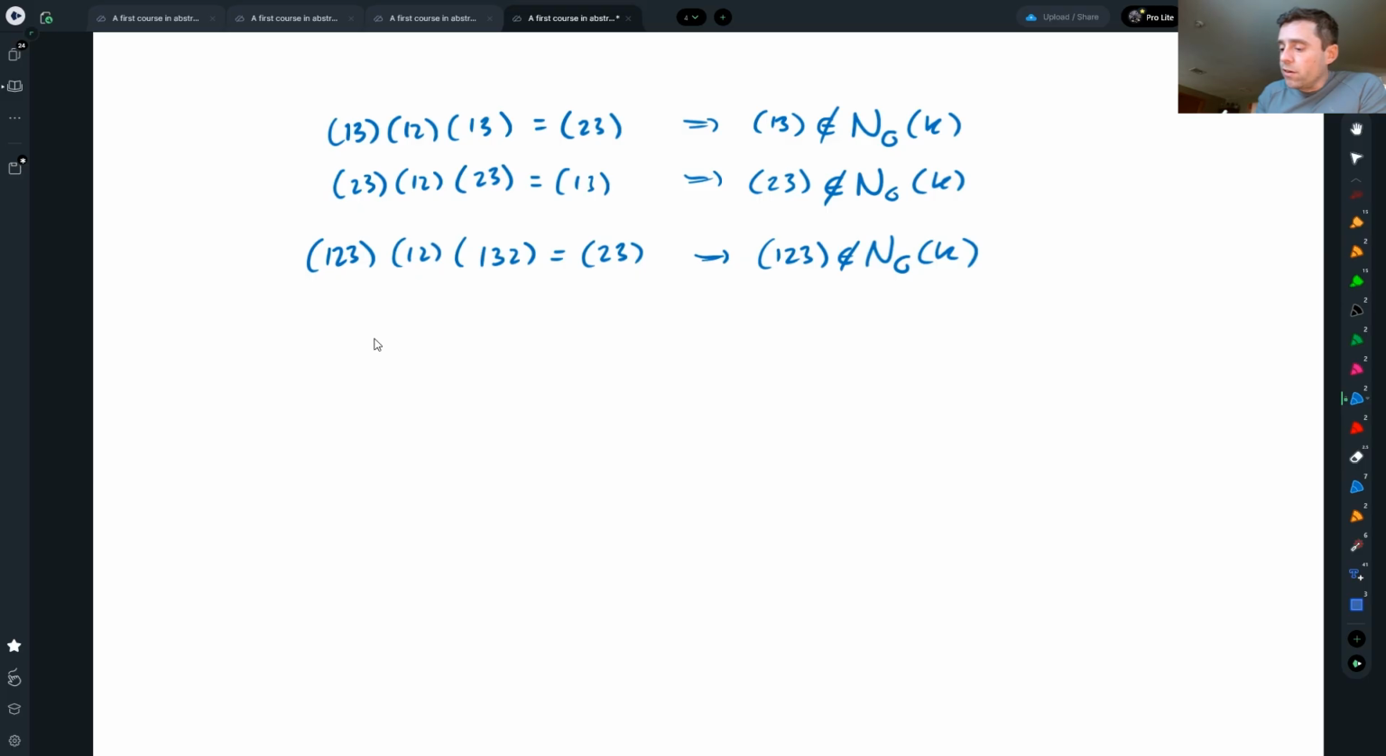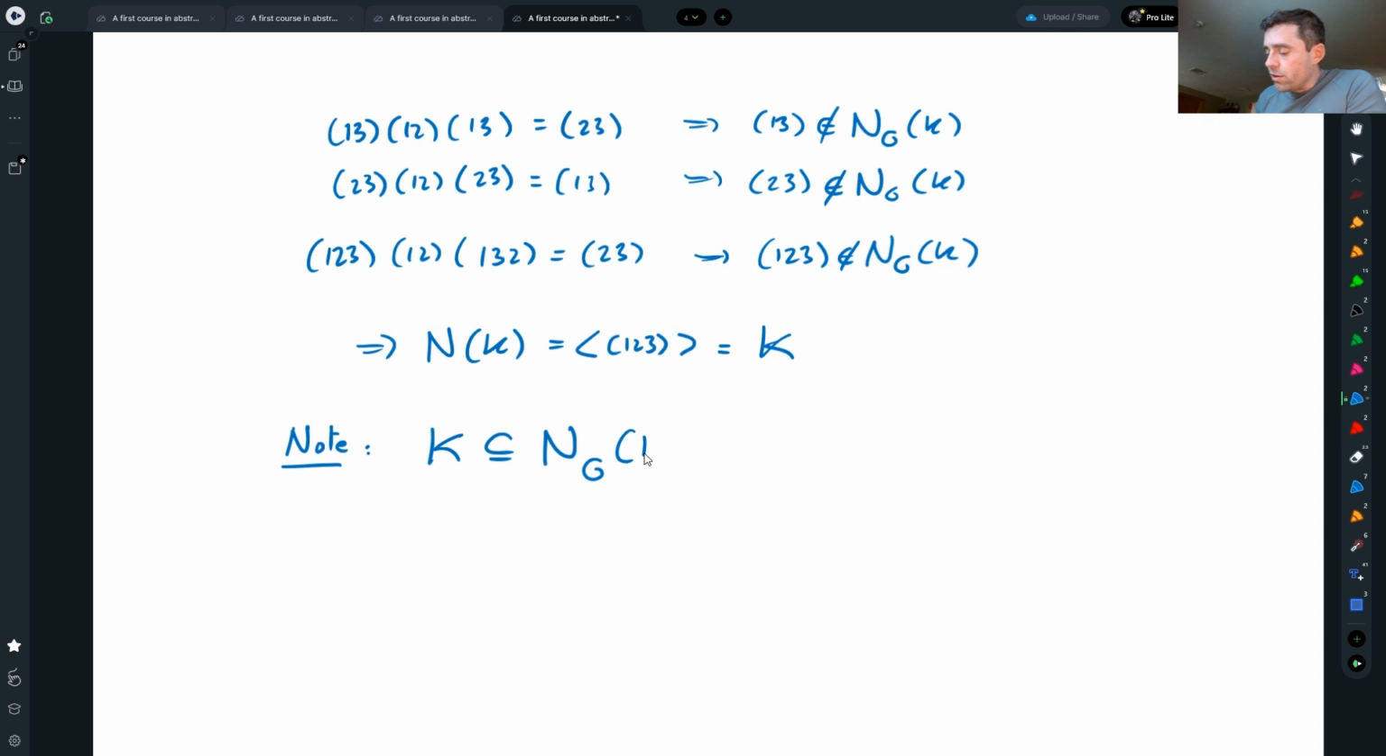So the normalizer of K, which is (1 2 3), is just all of K. Okay. By the way, note also, I'm not sure if I said that at the beginning, that K is always contained in its own normalizer, right? Because any little k in K, if K is in K, then conjugating will be just K again. So that implies that little k is in the normalizer of K.